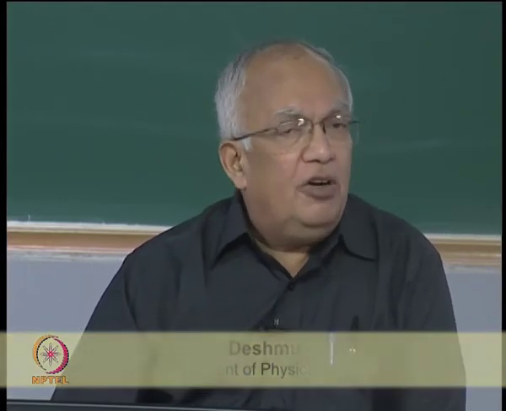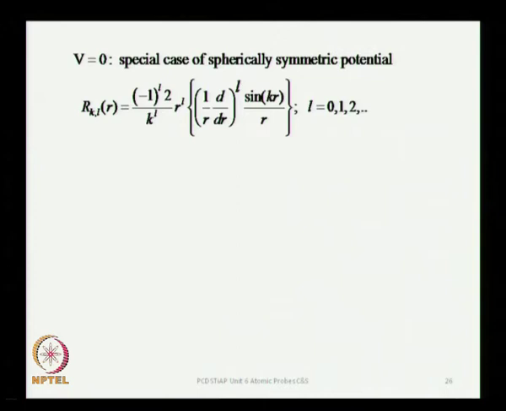And then find out if you can have some sort of a recursion relation, so that from the solution for L equal to 0, you can get solutions for higher values of L. And we discovered that such a recursion relation indeed exists, and you can get, for this problem of V equal to 0, for the free particle, a solution which you can obtain from that of the solution for the S orbital.